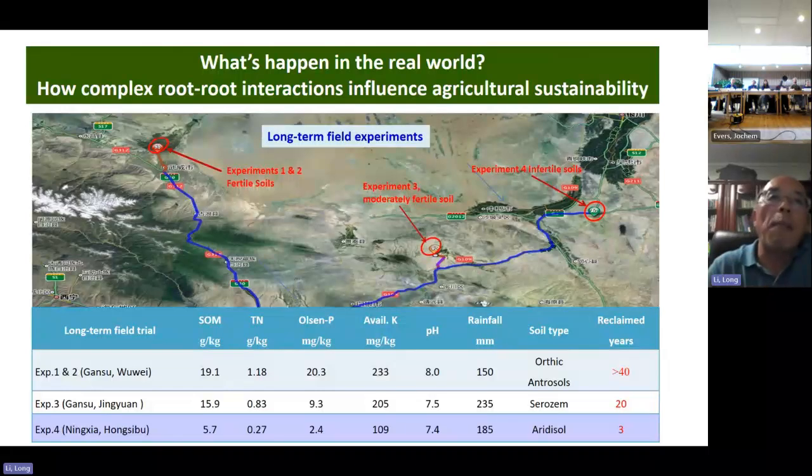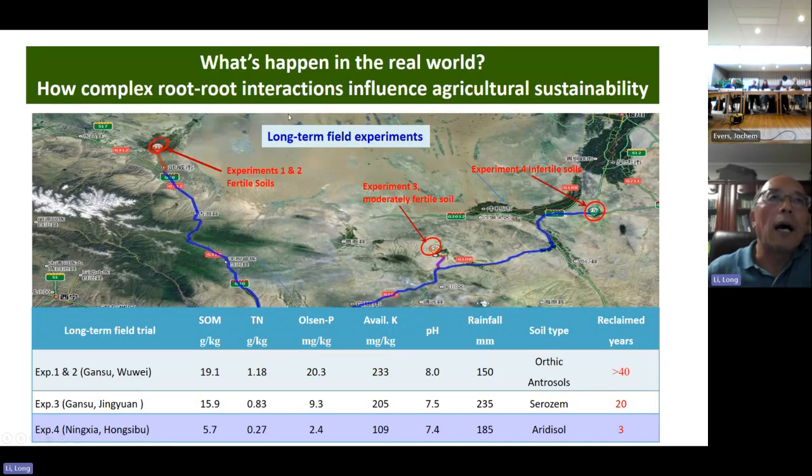So that's about the root interaction on nitrogen and phosphorus influence. So what happens in the real world? How does complex root interaction influence agriculture sustainability?